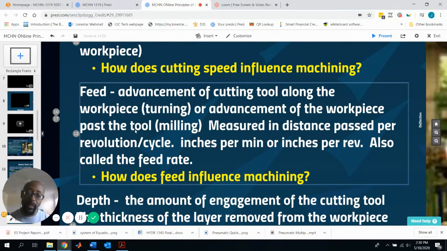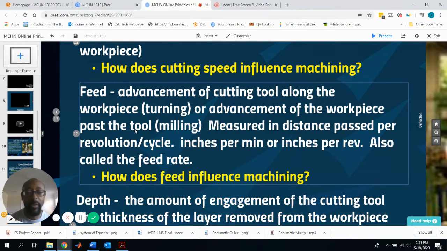What about the feed? So the feed rate is the advancement of the cutting tool along the workpiece. For instance, in drilling, how fast your tool is spinning is one thing, but how fast is it actually going into the workpiece? That's the feed rate. In the milling process, your feed rate is how fast that part is going to be moving past your spinning tool, because in milling, it's the workpiece that moves, not the spinning tool, typically. Sometimes the tool does move in the milling process.